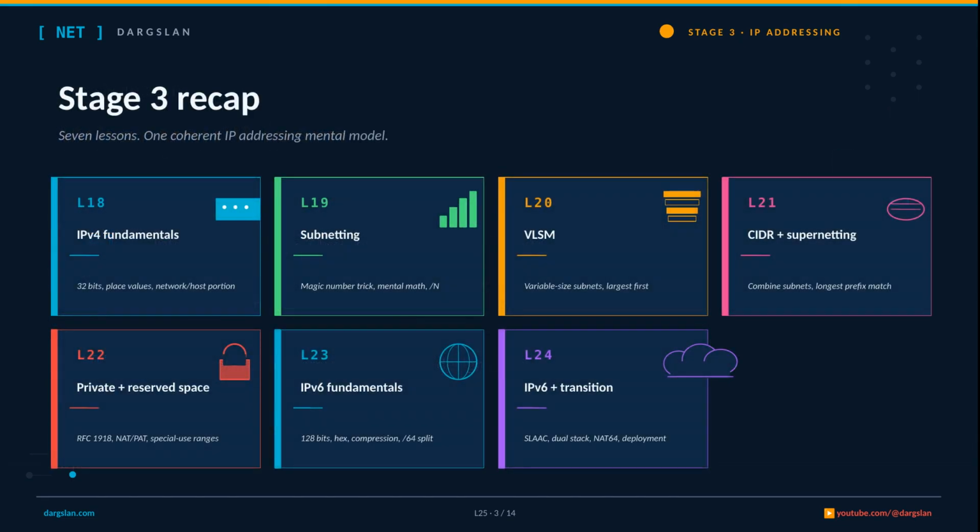Let's take a moment to lay out the 7 lessons we're consolidating. Lesson 18 grounded us in IPv4, 32 bits, place values, the network host split. 19 and 20 built our subnetting muscle, from the magic number trick into variable length subnet masks. 21 zoomed out to CIDR and supernetting, 22 covered private space and NAT, and then 23 and 24 carried us into IPv6 and the realities of dual stack transition. 7 beats, one mental model.